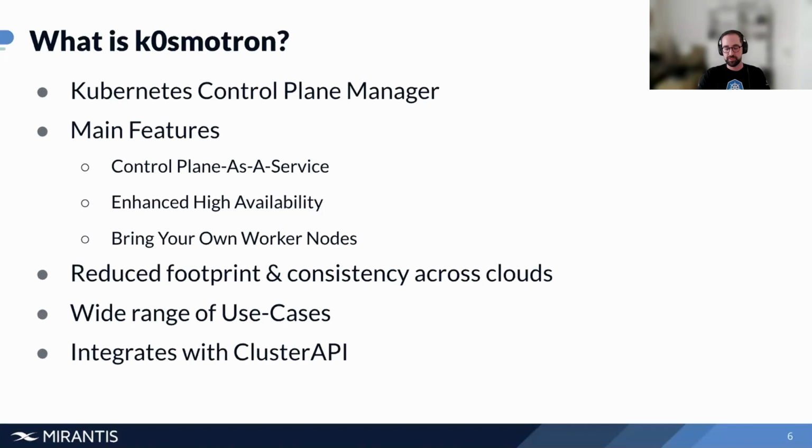With k0smotron, you have a reduced footprint just because of the architecture. You have all the control plane functionality sitting inside of the management cluster, which can run in, let's say, a cheap environment. And you have consistency across different infrastructure or different clouds, because in those different clouds, there are only the worker nodes running. With this, of course, we have a wide range of use cases.